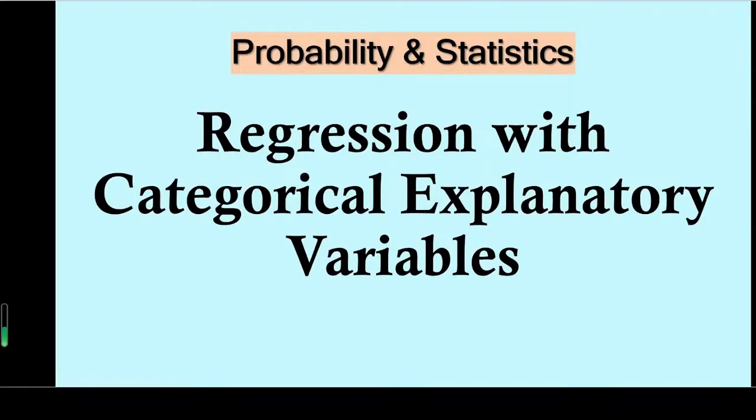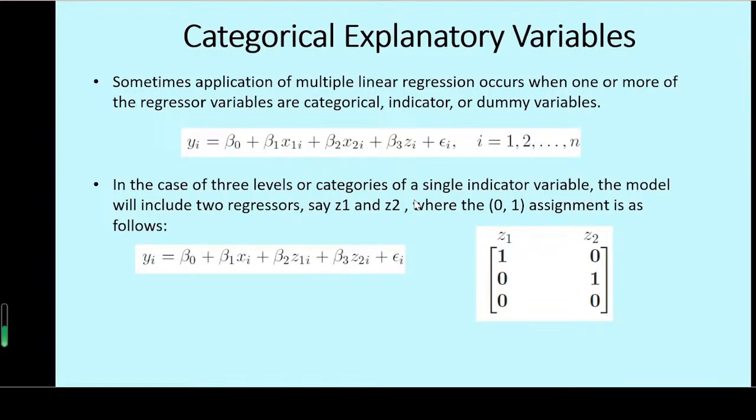In this video, we will talk about regression with categorical explanatory variables. So when we have applications with multiple linear regression, sometimes the variables are not all continuous. So say, in this example, x1, x2 are continuous random variables, and z is not continuous. They are categorical variables, or say dummy variables. So for example, if z has 3 categories here, we have to include 2 dummy variables.